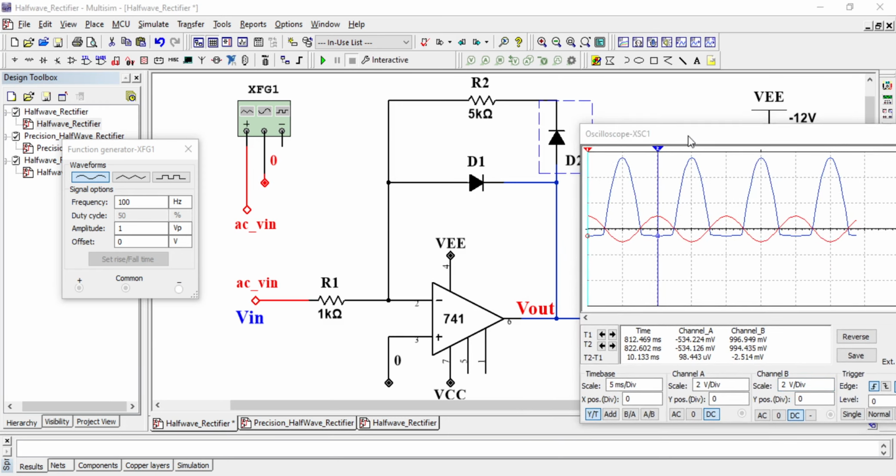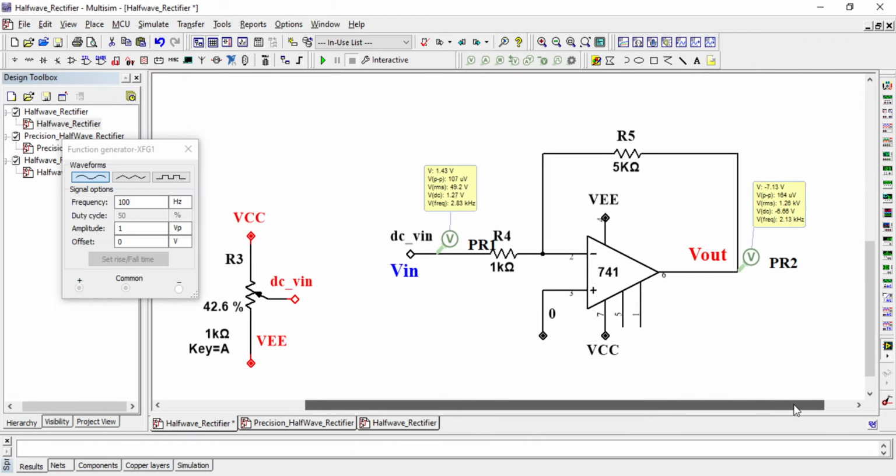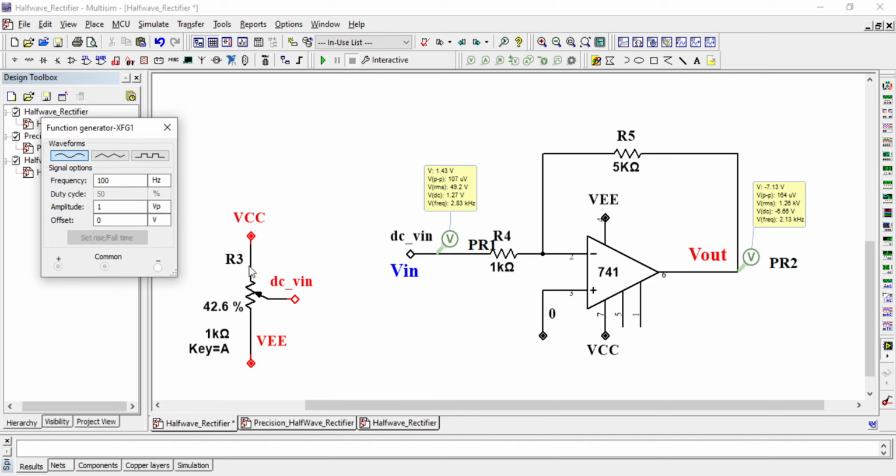diodes. Okay, let me show you another circuit here where I am applying a DC voltage in the input. In the previous circuit we were using AC. Now in this we are using DC. So the DC, I am here applying the DC voltage via VCC and VEE. So the voltage at this node DC V in can go from plus VCC to minus VEE. Okay, so let me just simulate this part.